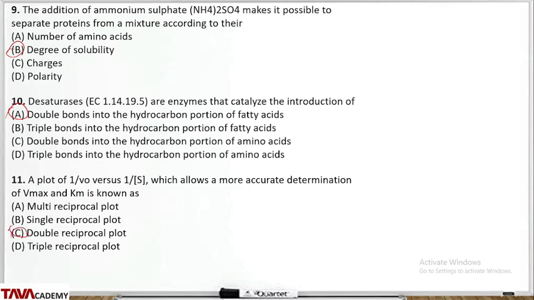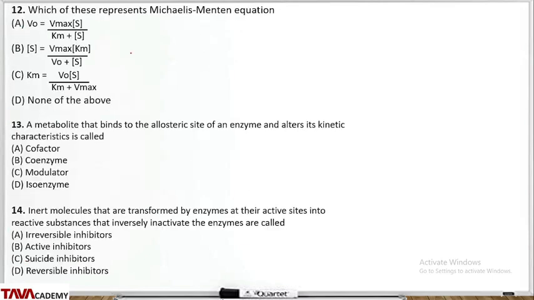That's the Lineweaver-Burk plot. Which of the following represents Michaelis-Menten's equation? The answer is A. A metabolite that binds to the allosteric site of an enzyme and alters its kinetic characteristics is known as a modulator. Inert molecules that are transformed by enzymes at their active site into reactive substances that irreversibly inactivate the enzymes are called suicide inhibitors. An example is the reaction of allopurinol with xanthine oxidase, converting it into alloxanthine, which further inhibits the enzyme xanthine oxidase. So suicide inhibitors is the answer, option C.